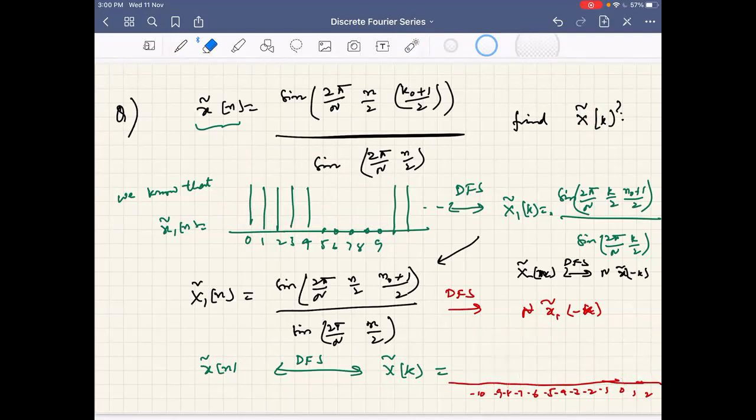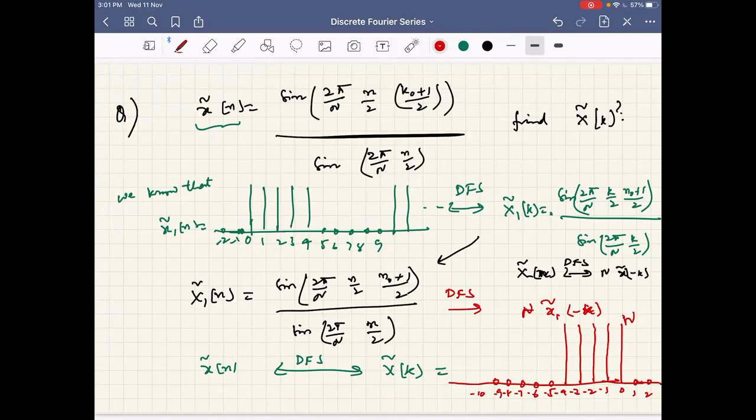So let us sketch this again. At 0, whatever you have is N, the magnitude is N. Whatever you have at 1 will now appear at minus 1, and minus 2, minus 3, and minus 4. Plus 4 will become minus 4, and then minus 5, minus 6, minus 7, minus 8, minus 9. However, in the positive direction, what will happen? The values in the negative direction, minus 1, minus 2, and so on, will come here. So there will be 0, 0, and so on.